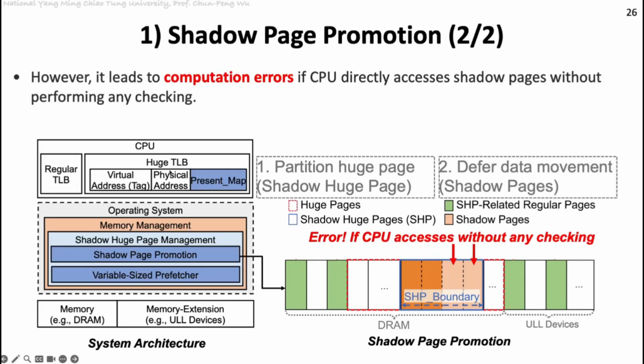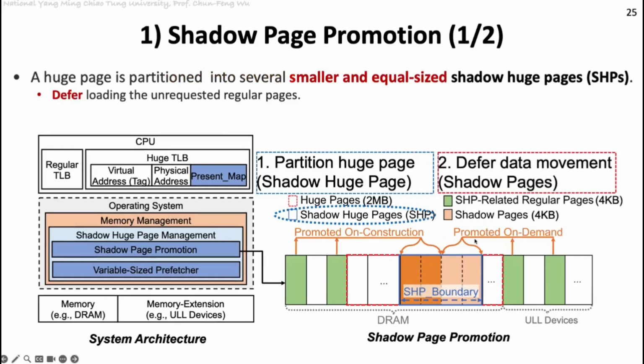So the CPU can trigger the operating system to move it from the I/O device first. And this is the reason why we say we promote it on demand. Because if the CPU is going to access this area, the CPU will first check the present map to see if the data is in the memory or not. If the data is in the memory, then we don't do anything. But if the data is not in the memory, then we promote it on demand from the storage device. Okay.